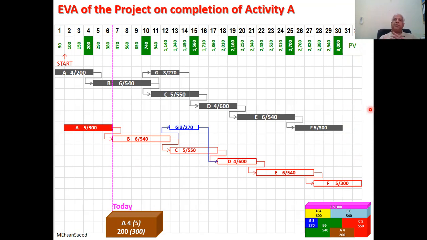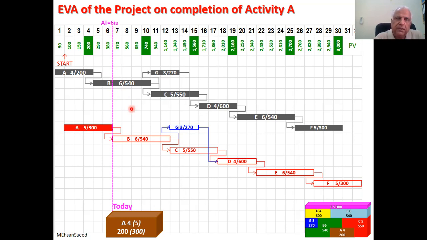So this is the situation as of day number 6, and let us do earned value analysis. Today is 6th day. We call this today line in earned value analysis as the actual time. So the actual time is 6 time units, and because we have already settled that the time unit is day, so actual time is 6 days.